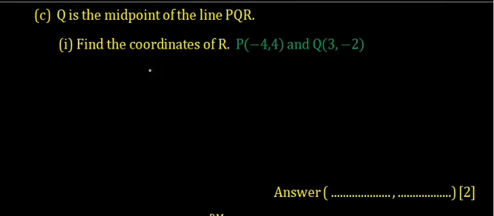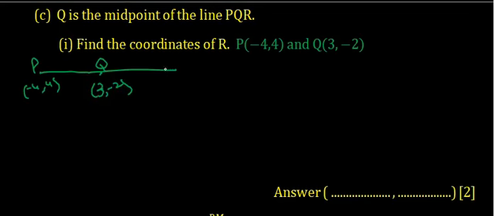Now part C. Q is the midpoint of line PQR. Find the coordinates of R. Suppose the line PQR, where P is (-4, 4), Q is the midpoint (3, -2), and R is somewhere. We have to find the coordinates of R, which are x and y.